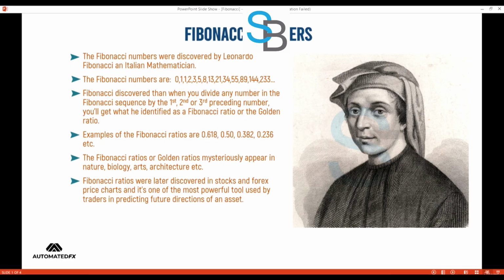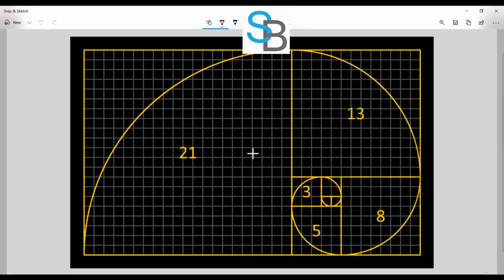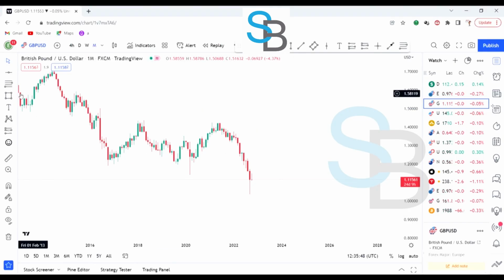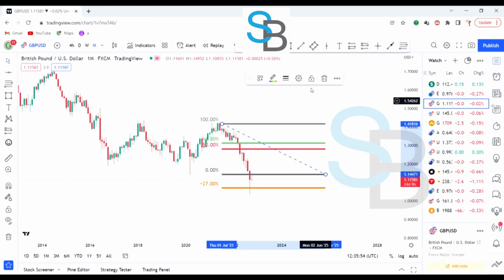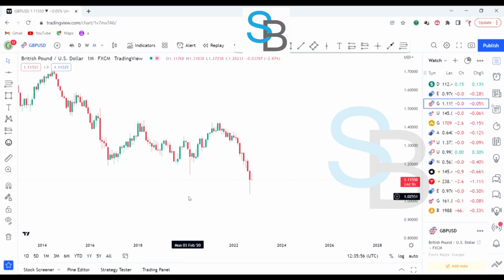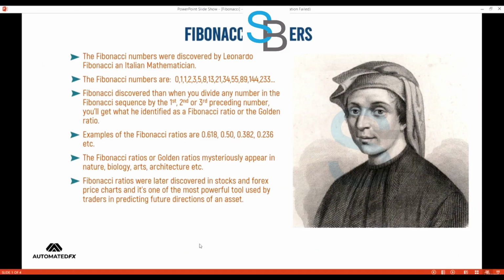In this lecture, we're going to be looking at the Fibonacci. In our last lecture, in the module on indicators, I spoke a little bit about the Fibonacci tool. This is the Fibonacci tool. I spoke a little bit about it, and in this lecture, we are going to be learning about the concept behind the Fibonacci tool. So now we have what we call the Fibonacci numbers.